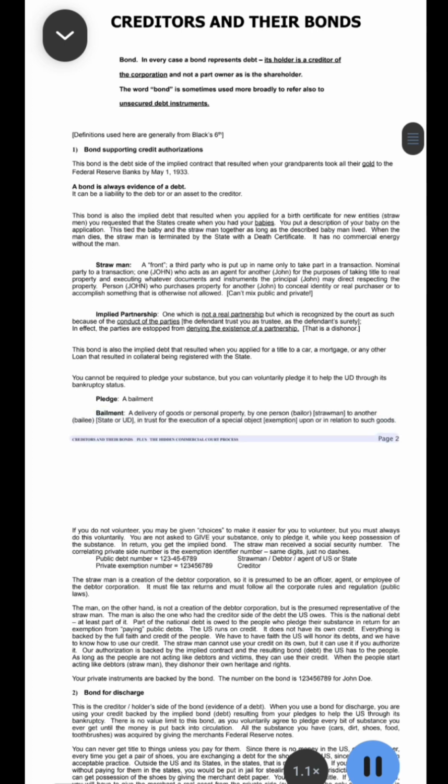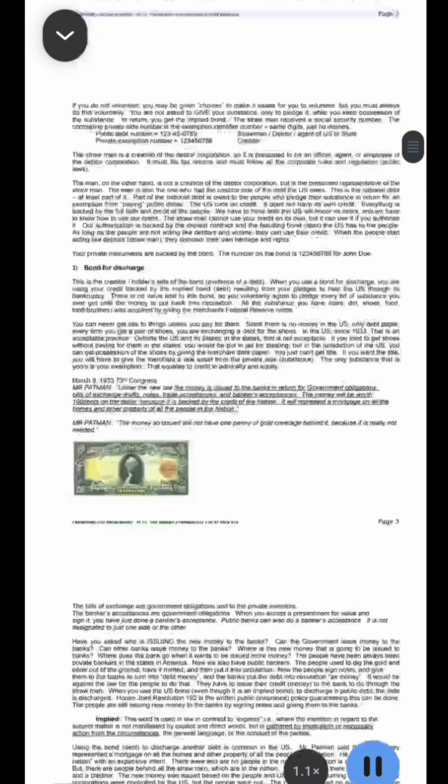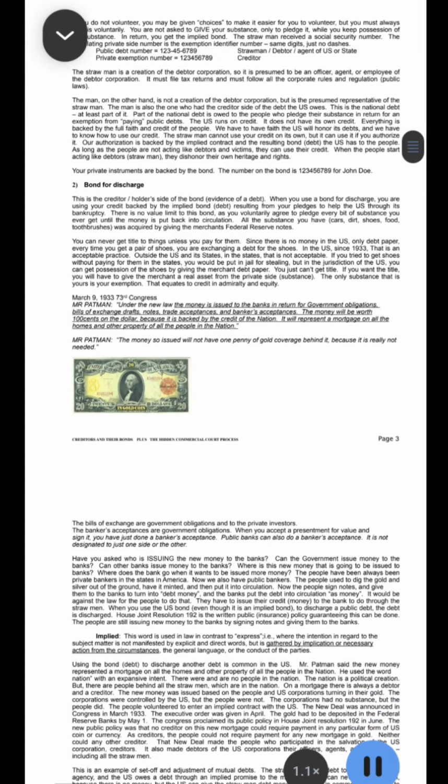Creditors and their bonds, plus the hidden commercial court process. Page 2. If you do not volunteer, you may be given choices to make it easier for you to volunteer, but you must always do this voluntarily. You are not asked to give your substance, only to pledge it, while you keep possession of the substance. In return, you get the implied bond. The straw man received a social security number.